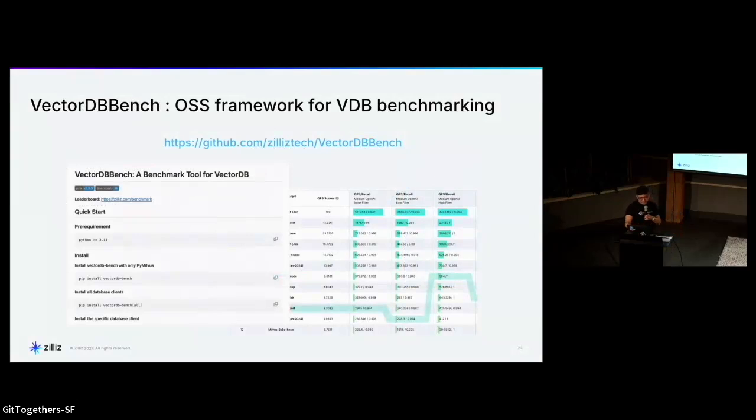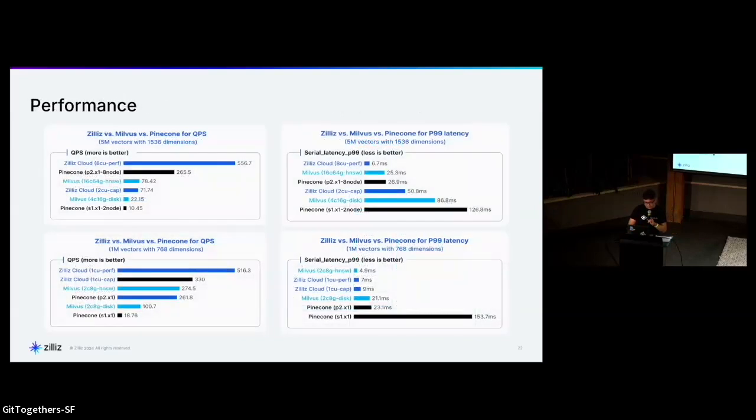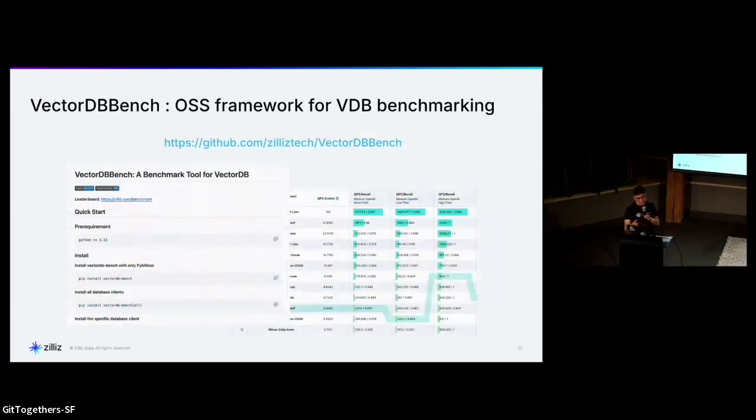Given that, for these large enterprises, since performance is very, very critical, we built an open source benchmarking system for vector database systems, and it's open source on GitHub. Here are some preliminary results: Zilliz versus Elasticsearch versus Pinecone, but on this website you can see there are far more comparison results.